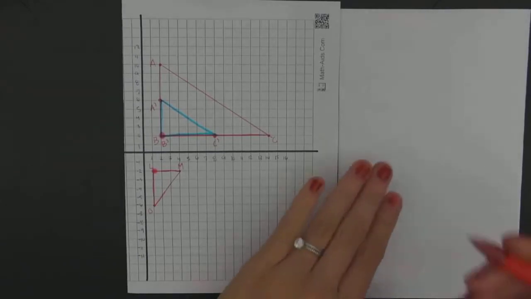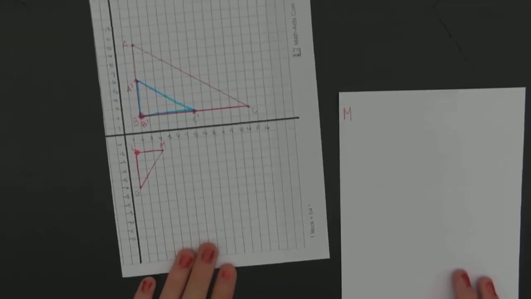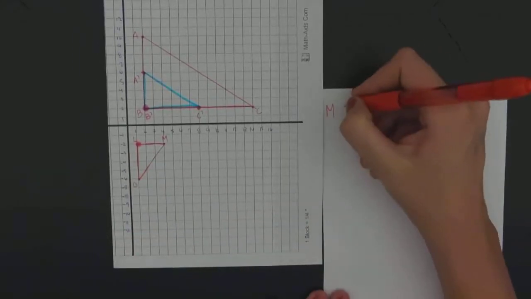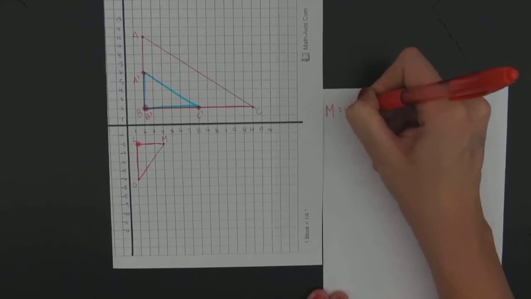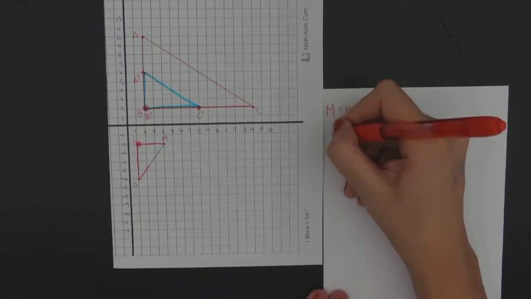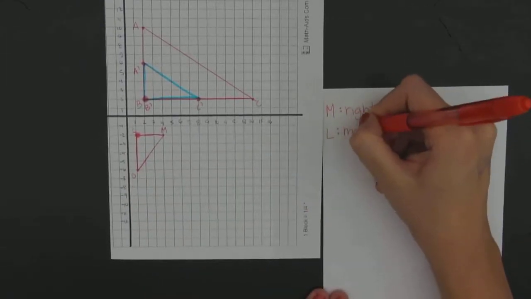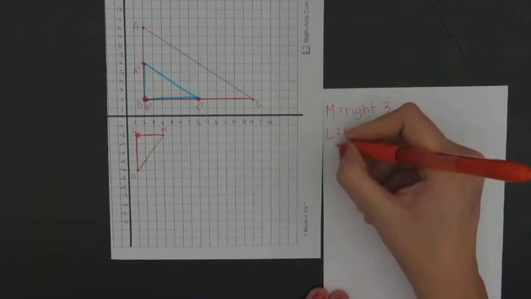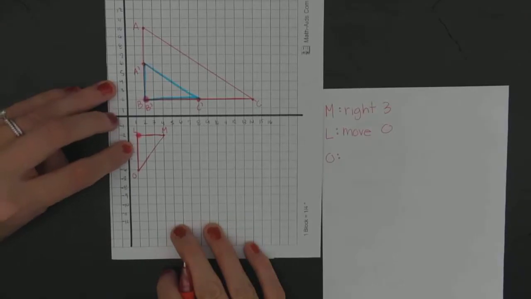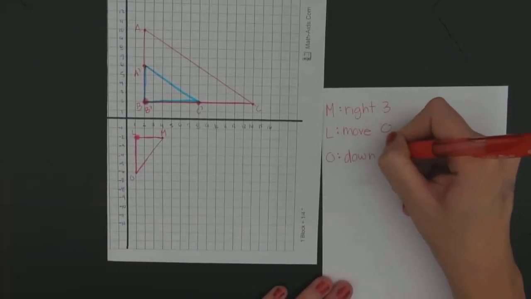Now I'm going to start by doing the same thing. How do I get to M? Let's move it up. How do I get to M from my center of dilation? It looks like I went right 3. Okay. How do I get to L? I didn't move at all, so I moved 0. And my last thing, how did I get to O from L? I went down 1, 2, 3, 4. So I'm going to write down 4.